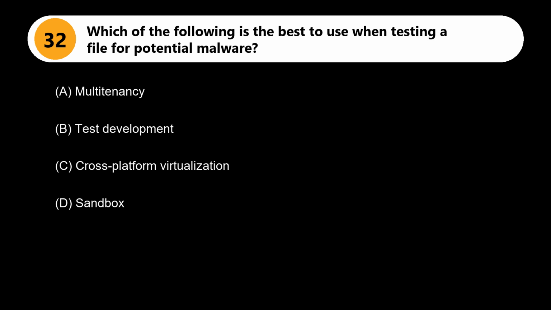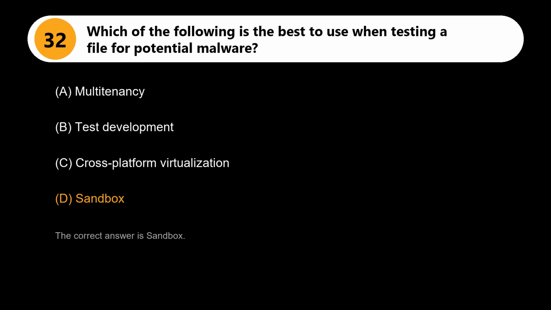Question 32. Which of the following is the best to use when testing a file for potential malware? Option A, multi-tenancy. Option B, test development. Option C, cross-platform virtualization. Option D, sandbox. The correct answer is option D, sandbox.